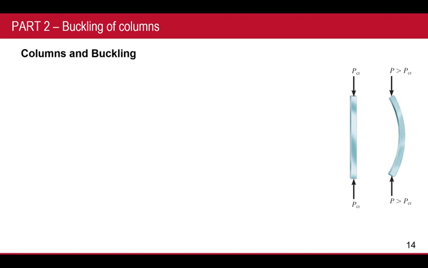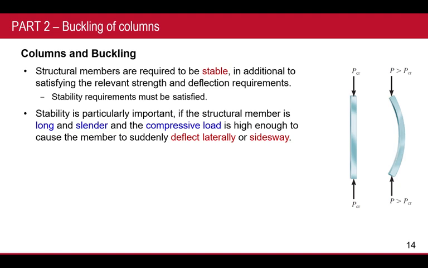So from here, we should consider stability for a structure. Stability is one of the very important design considerations. I'll put a comment here: structural members are required to be stable in addition to satisfying the relevant strength and deflection requirements. So the stability requirement must be satisfied. For example, if you see a chair that is not stable, we cannot use it.